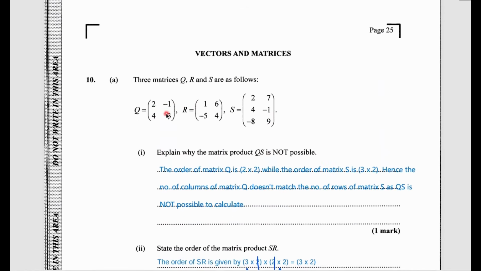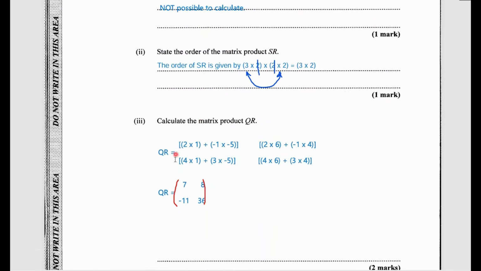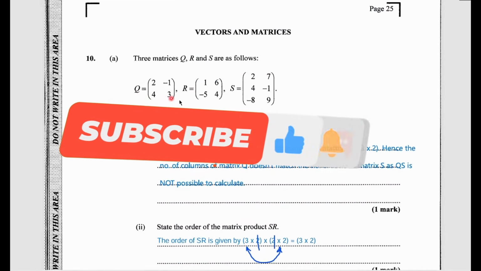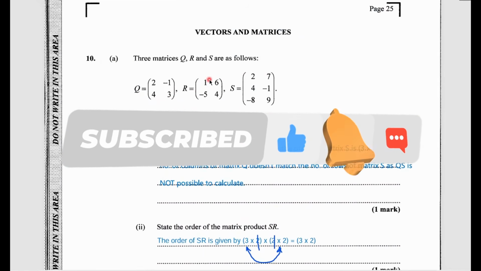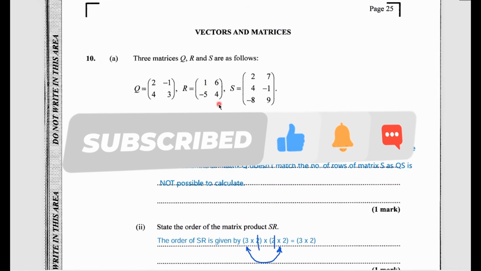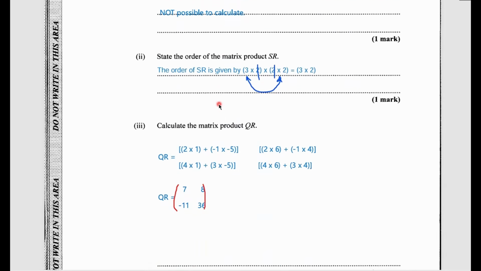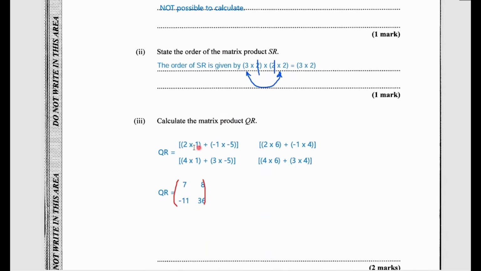Then what do we have? Bottom row by first column. 4 by 1. Add 3 by minus 5. Then we have bottom row by second column. That's 4 by 6. Add 3 by 4. This will give me 2, add 5, that's 7. This will be 12 minus 4 is 8. This will be 4 minus 15, minus 11. 24 add 12, 36. QR. Simple.